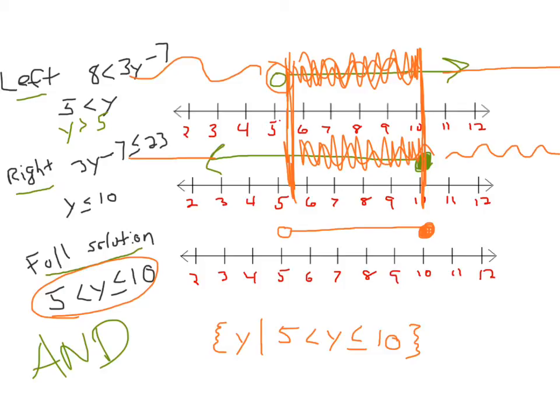Okay? And that's only the ones from 5 to 10, closed dot above the 10, open circle above the 5. Okay. Let's move to the next screen.